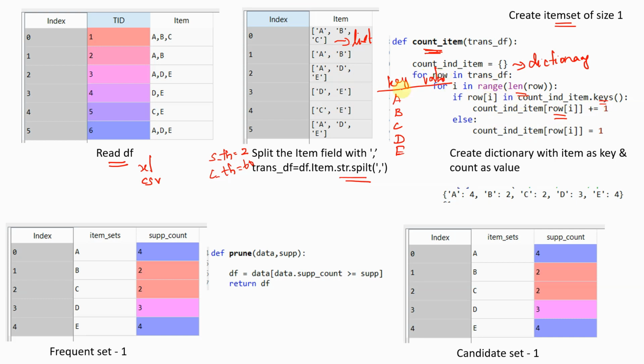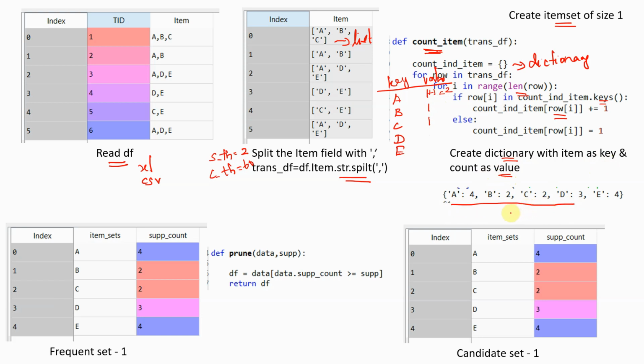I take every row at a time and count. From every row I take this value A and make it a key, and then add plus 1. Then B: going to the key B, adding 1. C: going to the key, adding. Now it is again A, so 1 plus 1 becomes 2. Like that I create a dictionary with the item as the key and the count as the value. And now this is my dictionary.